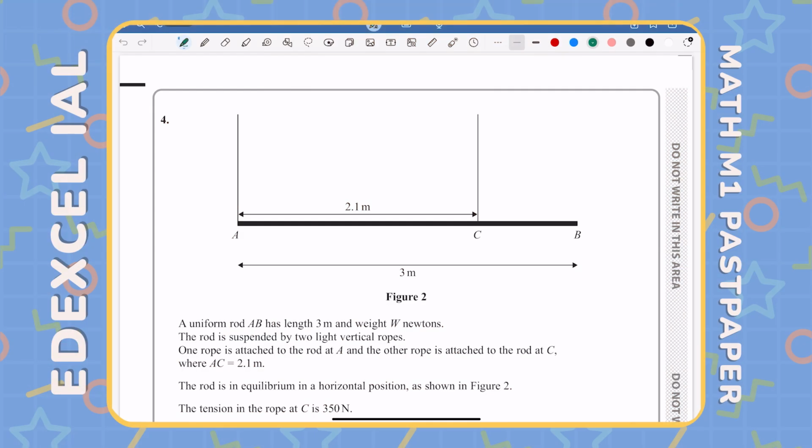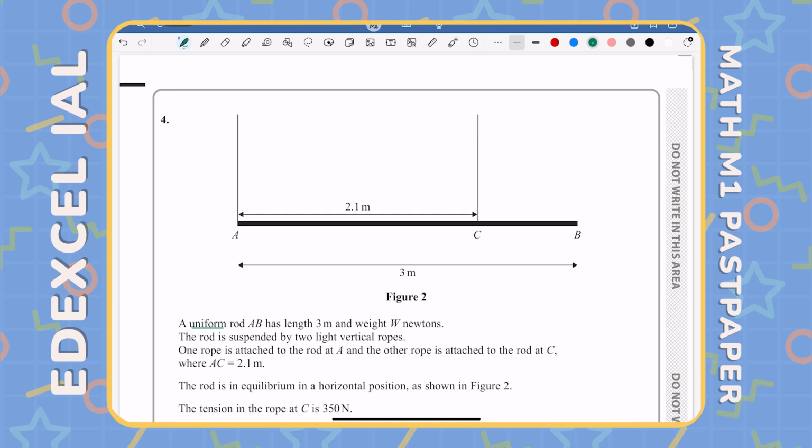Alright, now let's have a look at question number 4, which is a question related to the topic moments. Let's see what it says. It says here that a uniform rod has length 3 meters and weight W newtons. First of all, it's important to note that it's a uniform rod. That means the weight of the rod will be acting right from the center.